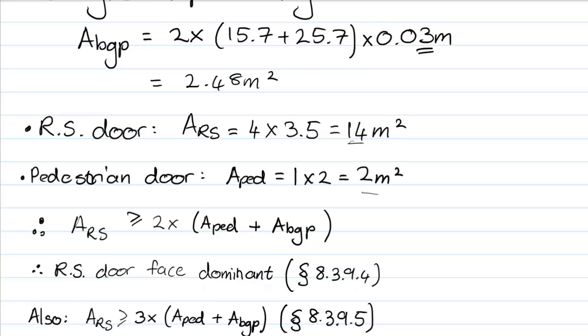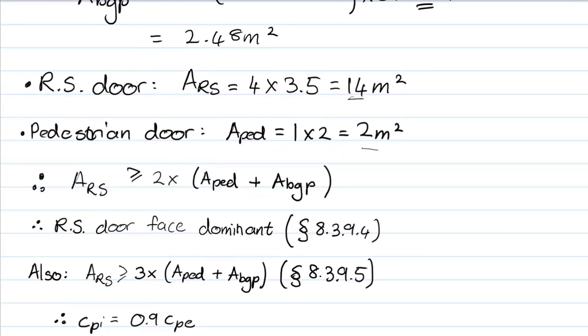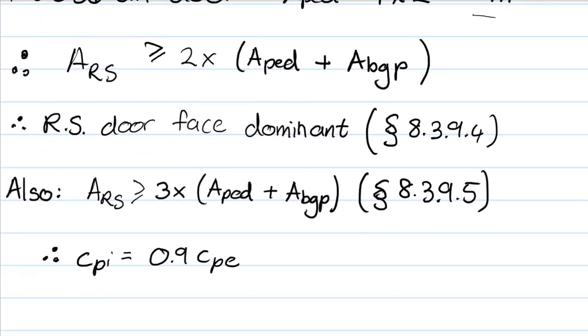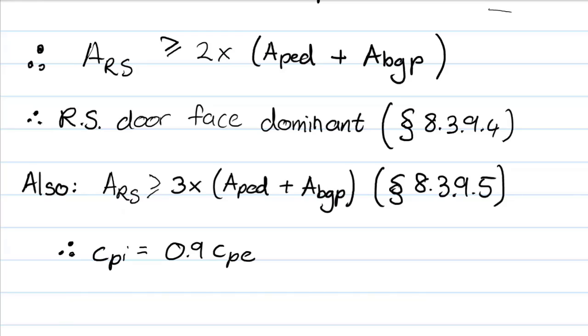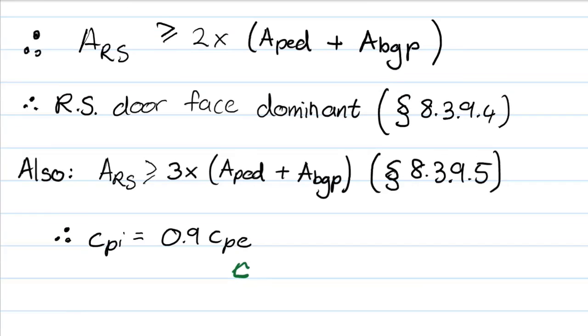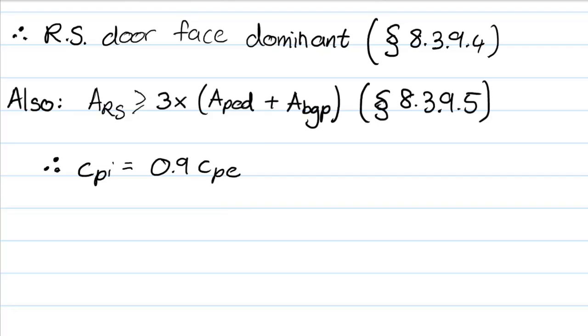Now, that tells us that the area of the roller shutter door is greater than twice the area of everything else combined. That means the roller shutter door face is dominant, and further than that, the area of the roller shutter door is greater than 3 times the area of the other leakages or other openings combined. That means our CPI, our internal pressure coefficient, is 0.9 CPE. And just as a note, we need to make sure that we use the CPE where the openings are.